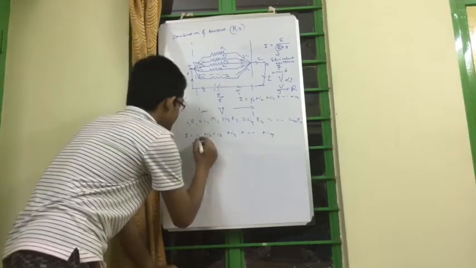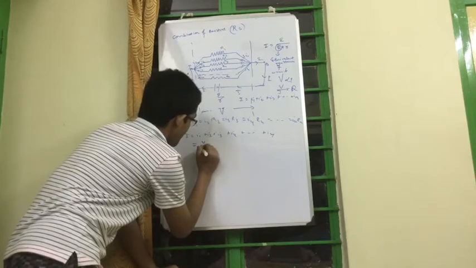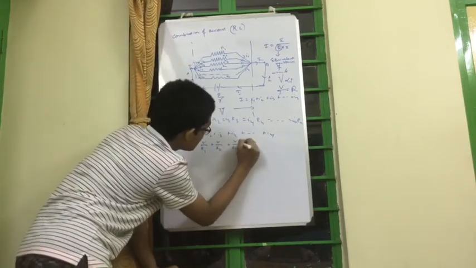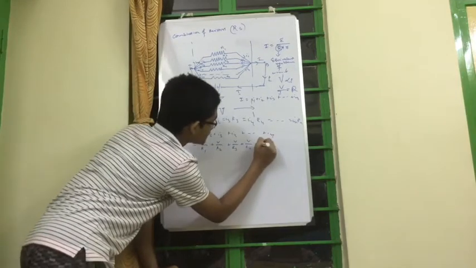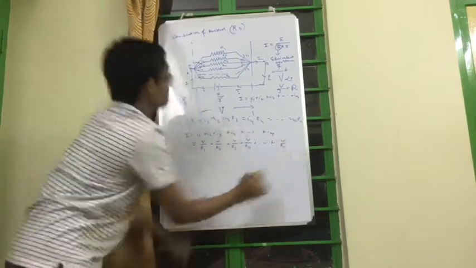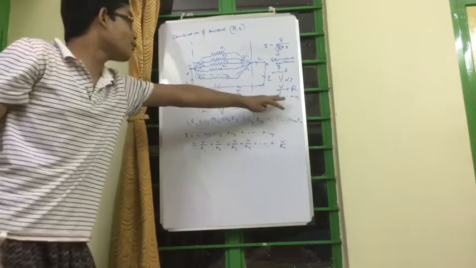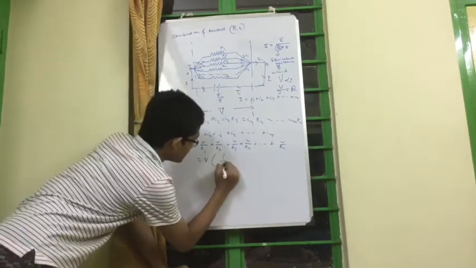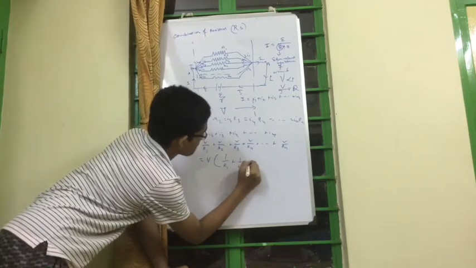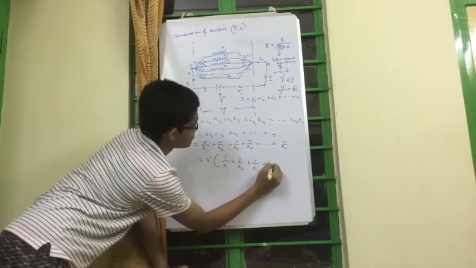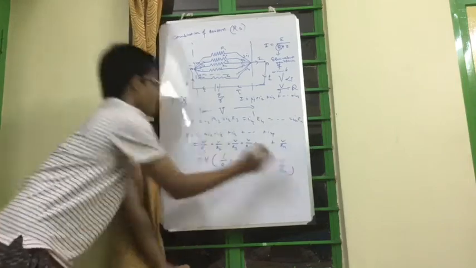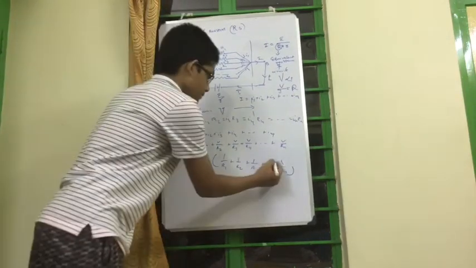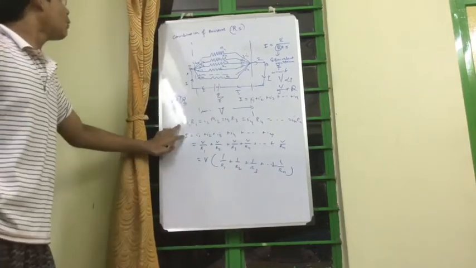Now I is V by R1 plus V by R2 plus V by R3 plus V by R4 plus up to V by Rn, because of Ohm's law. So if I take V common, this I. Now, what is this I?